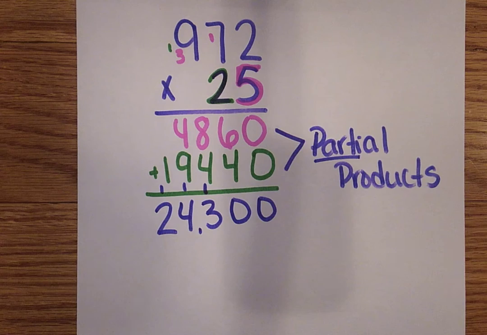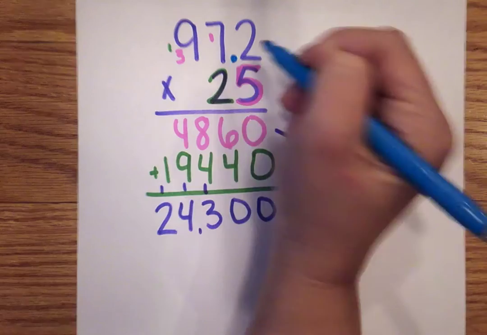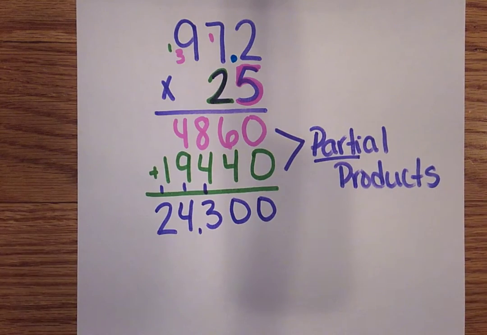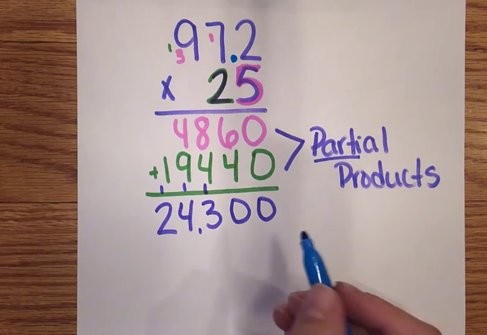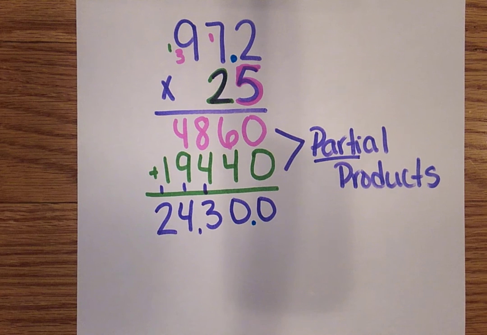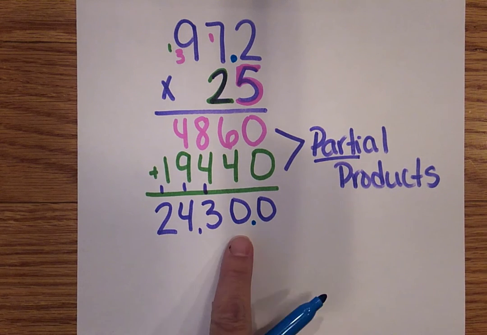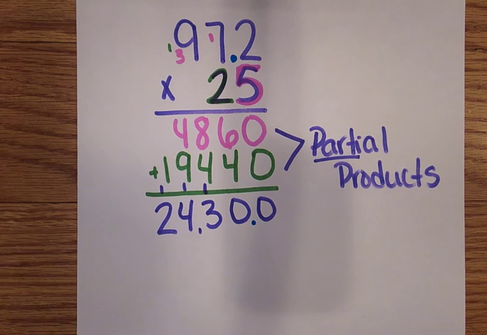If one of those numbers had had a decimal in it, let's just say, let me get a different color, let's go with blue, if there was a decimal right there, that's one decimal place in the whole problem. So my answer would need one decimal place. I would still multiply the same. I'd kind of ignore that decimal is there until the end, when I'd have to put it back in.